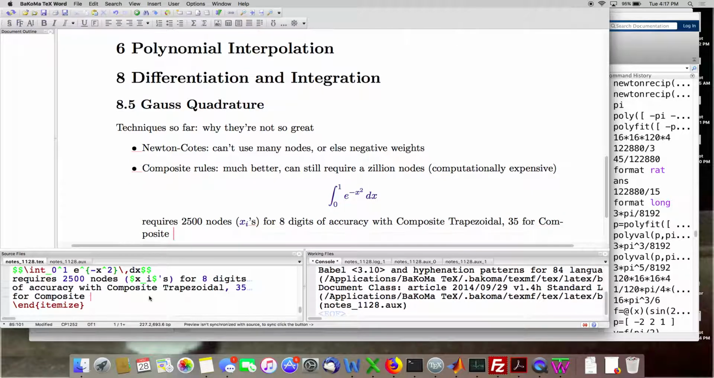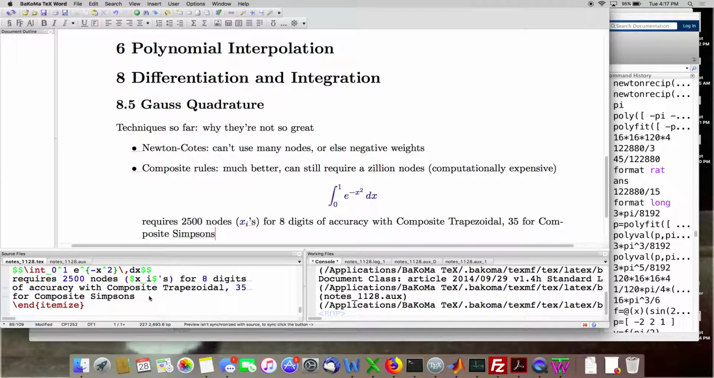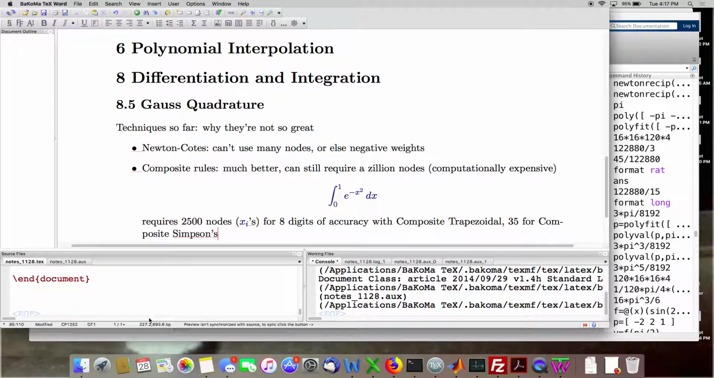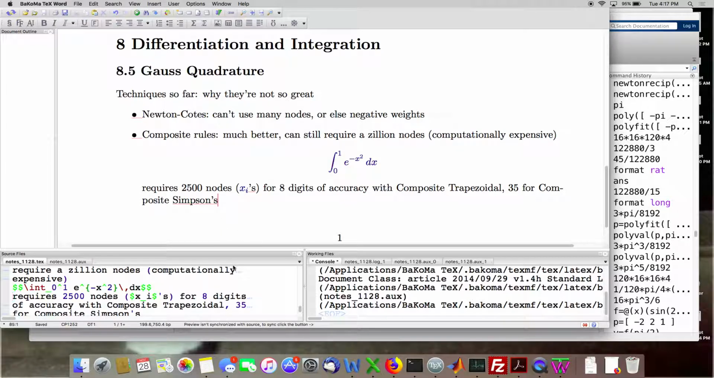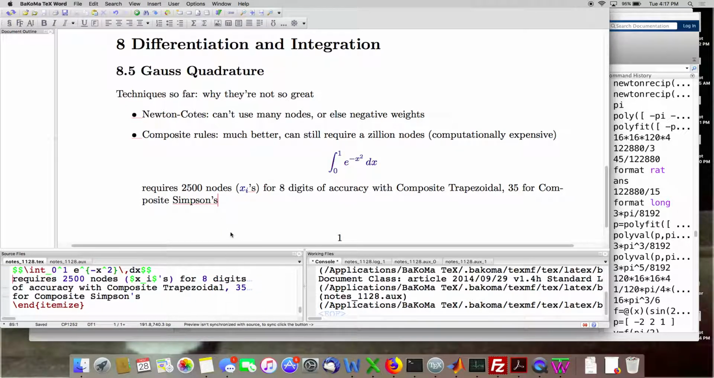So you already see the fourth order accuracy of composite Simpson's compared to the second order accuracy of composite trapezoidal leads to a big gain there. Now, 35 nodes doesn't sound bad, especially in contrast to 2,500. But I want to point out.